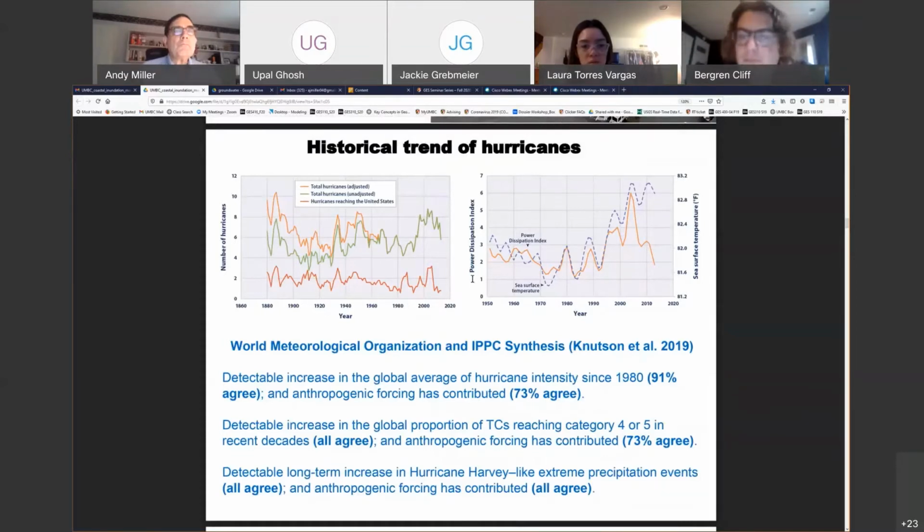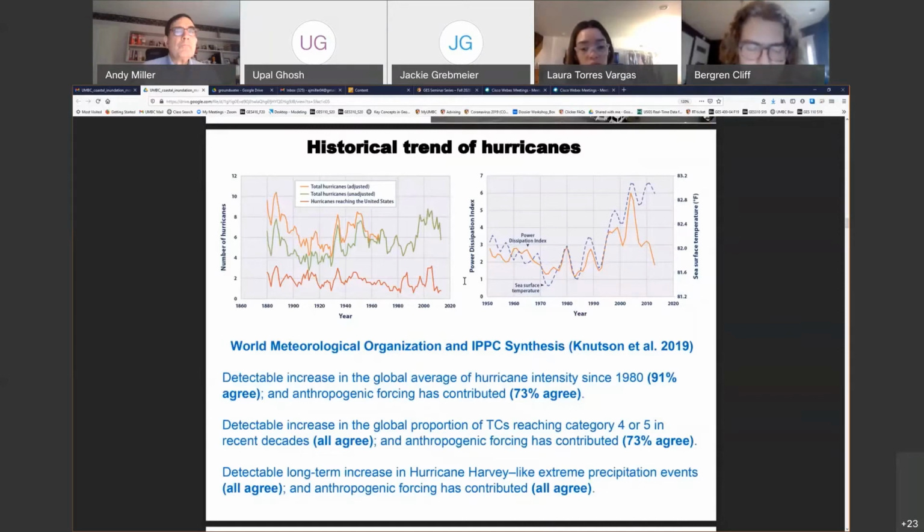So they actually tried to get an expert group to come up with a consensus or synthesis of the historic trend. This is what they agree. 90% of people agree that there is a detectable increase in the global average hurricane intensity, and especially that hurricanes become stronger. And this is related to climate change. And there's definitely an increase. Everyone agrees that Category 4 or Category 5 storms are increasing not only in the North Atlantic, but in global oceans, and it's also related to climate change.